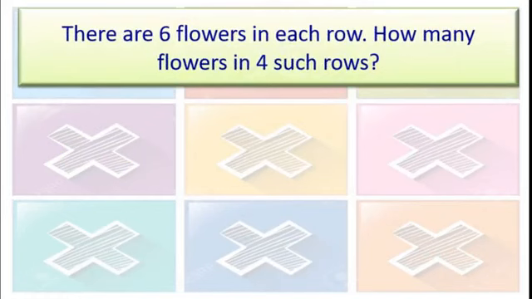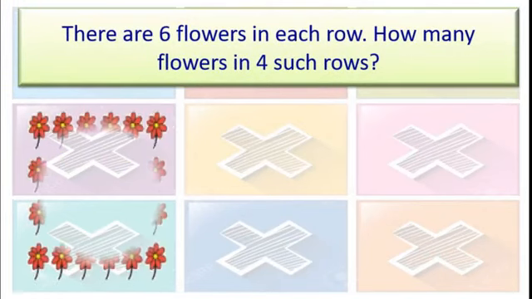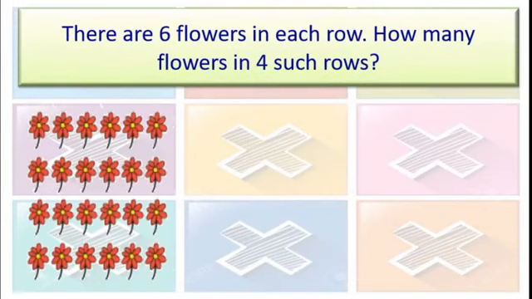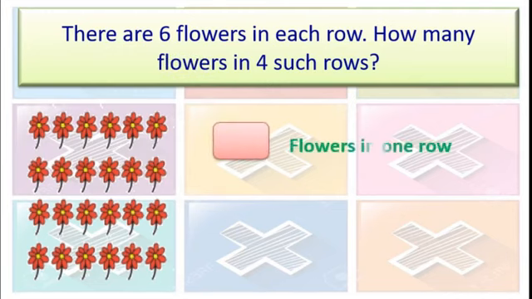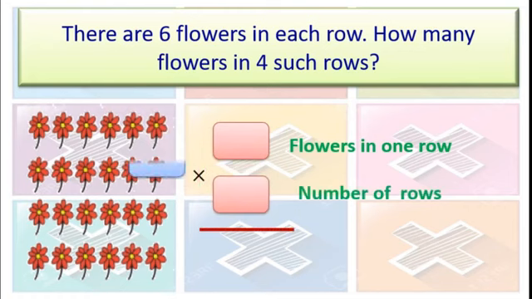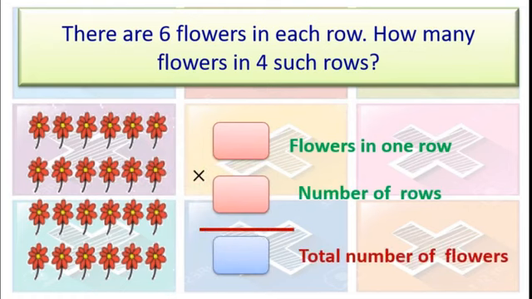There are 6 flowers in each row. How many flowers in 4 such rows? See, you can see here 6 flowers in each row. We will again make boxes and we will write flowers in one row multiplied by number of rows. Okay, so we will get total number of flowers, isn't it?